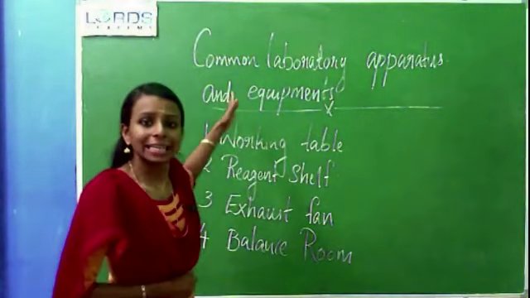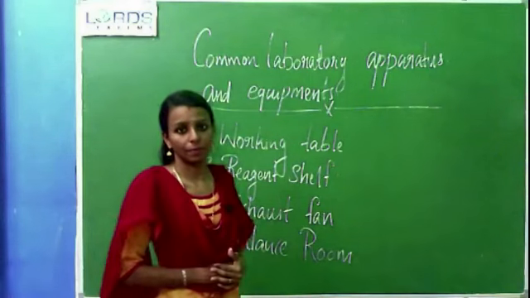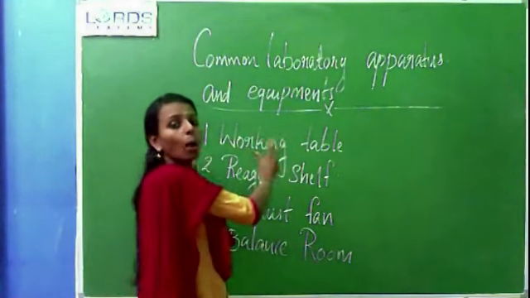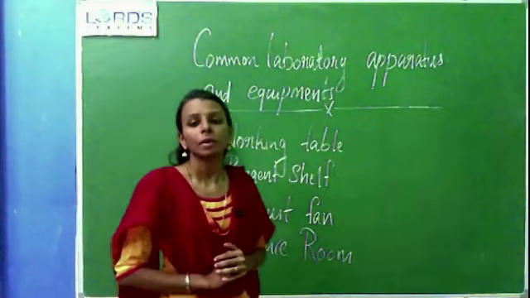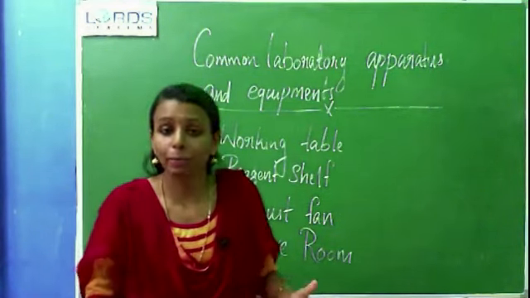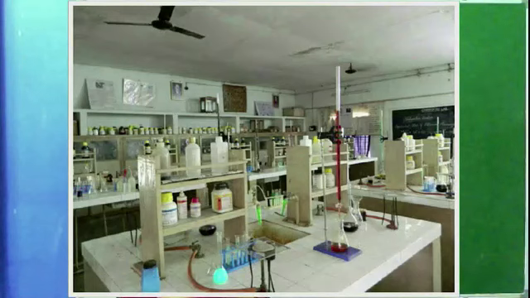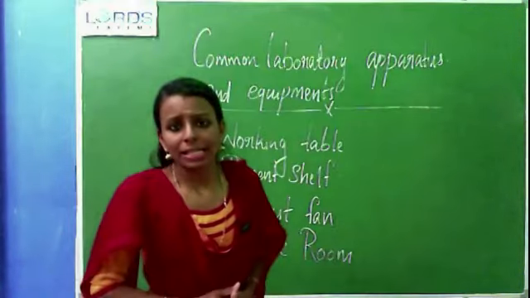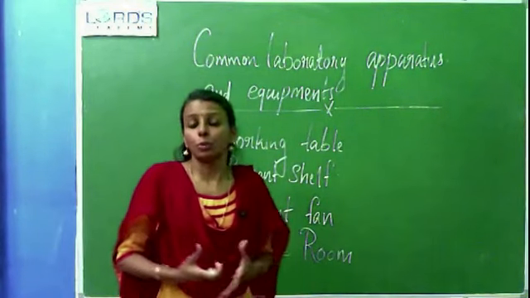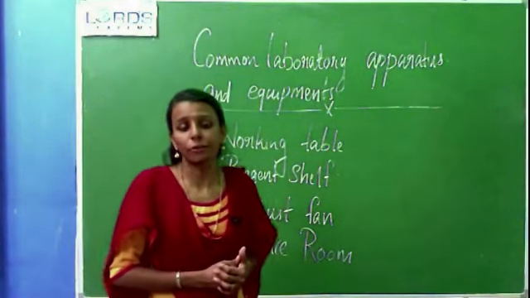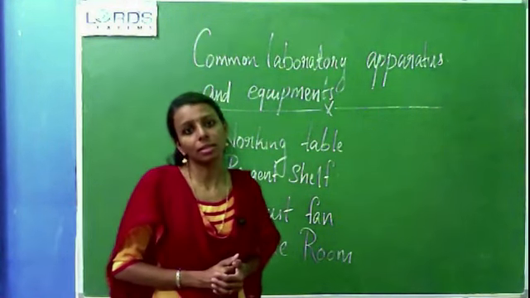Now we are discussing the working table in detail. The first facility, the working table. A chemical laboratory contains a special type of table that is known as the working table. The working table is fitted with a gas tap, waste basket, reagent shelf, etc. We can see glass apparatus such as the fume closet and the reagent shelf also present on the working table.